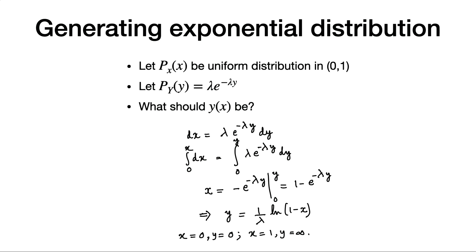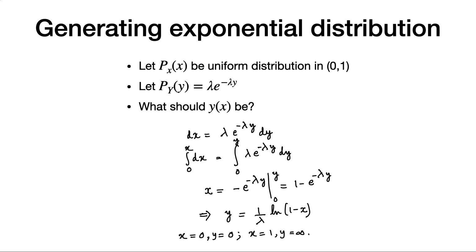So that is simple. So I use the relation p of x dx is p of y dy. P of x is 1, so that goes away. Now I have to solve for y. So if I integrate this equation from 0 to x and 0 to y, I get some relation. So this calculation you should be able to do. And if I can invert and write y in terms of x, then my problem is over.